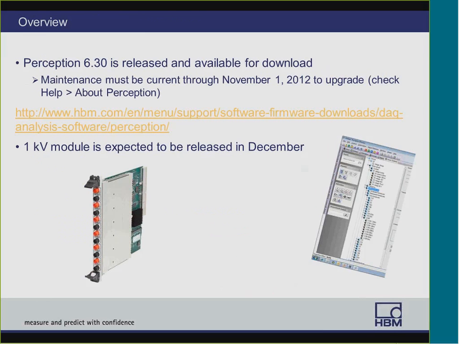So we looked over today some new features in Perception 6.30. It is posted on the HBM website, and there's a link there. The maintenance in your Perception license must be current through November 1st of 2012 in order to install the software. If you're not sure when your maintenance expires, start Perception and go to Help About Perception, and it'll show you that information. The 1 kV module is expected to be released in December, but can be quoted now.